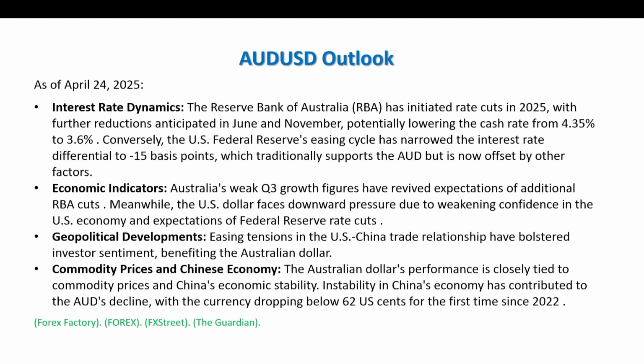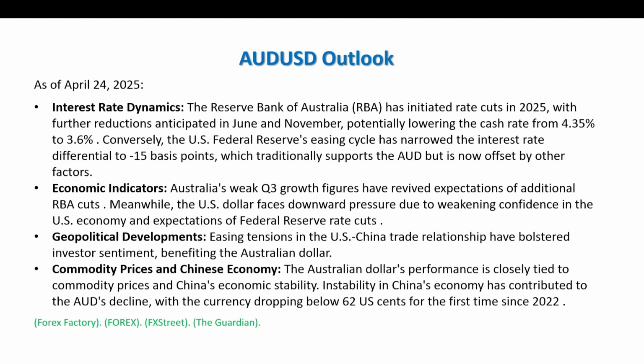Economic indicators: Australia's weak third quarter growth figures have revived expectations of additional RBA cuts. Meanwhile, the US dollar faces downward pressure due to weakening confidence in the US economy and expectations of Federal Reserve rate cuts. Geopolitical developments: easing tensions in the US-China trade relationship have bolstered investor sentiment, benefiting the Australian dollar.